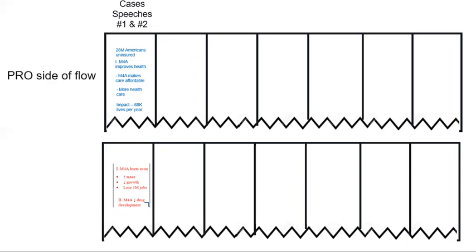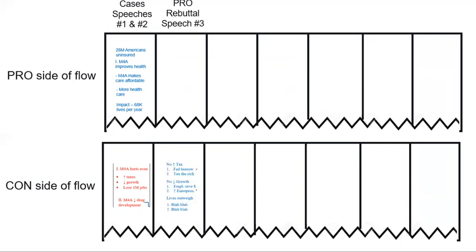The top sheet is the pro side of the flow. It starts with the pro case in the far left column. The bottom sheet is the con side of the flow. It starts with the con case in the far left column. In this round, the pro spoke first, so the pro delivers the first rebuttal. The only thing that pro can respond to is the con case. So the entire pro rebuttal, the third speech in the round, gets flowed on the con side of the flow, adjacent to the con case.